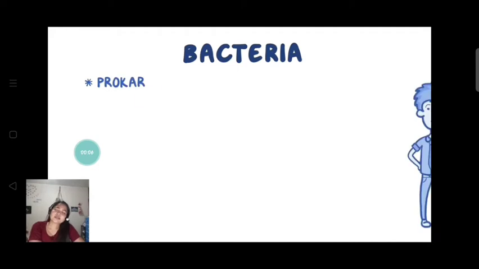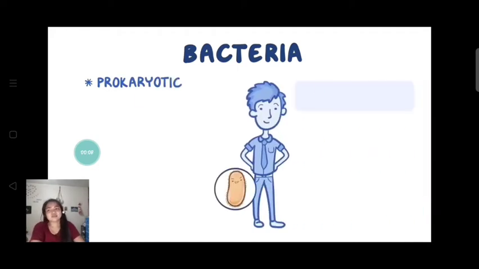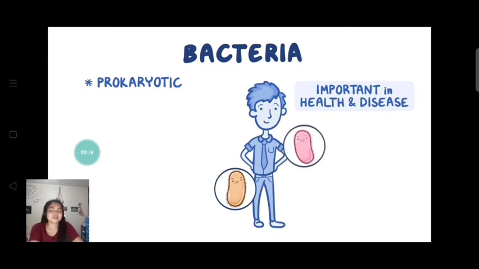Bacteria are prokaryotic cells that play an important role in human disease and health. They can cause disease, but they also play a part in the human microbiota. They live on our skin, in our body, and in everyday objects in our environment.